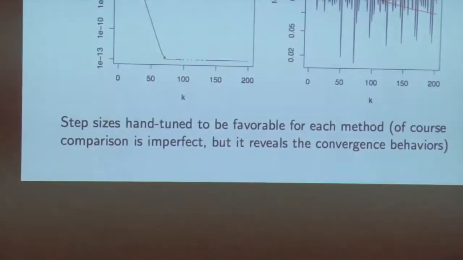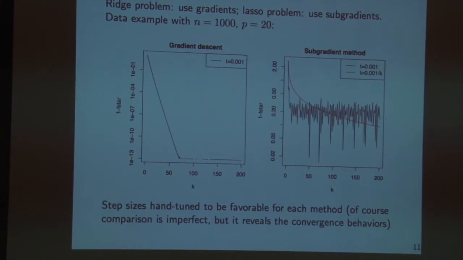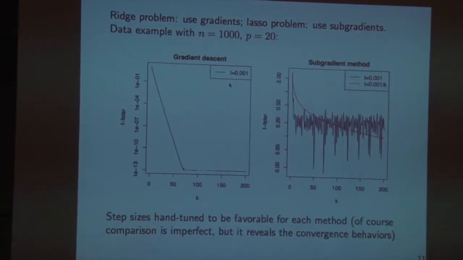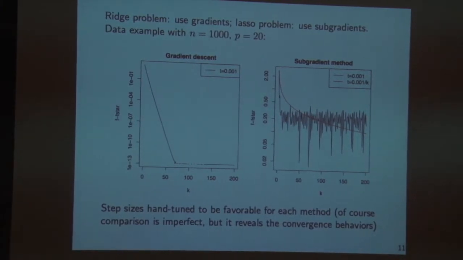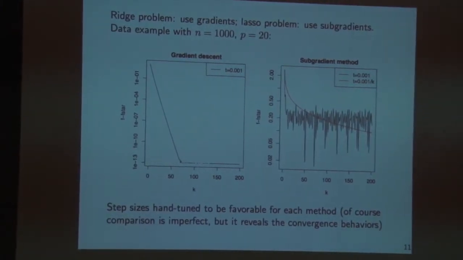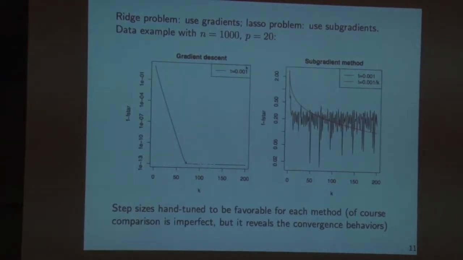So here's the two methods compared side by side in the same data instance. I try to make this as fair as possible, but of course, it's kind of hard to do because these are two different problems I'm solving. But at least it gets the point across. I took 1,000 observations and 20 predictor variables. So not a huge problem. It's not a high dimensional problem, but it's a decent sized problem at least. And I applied gradient descent and subgradient method.